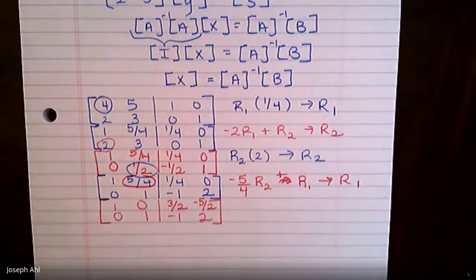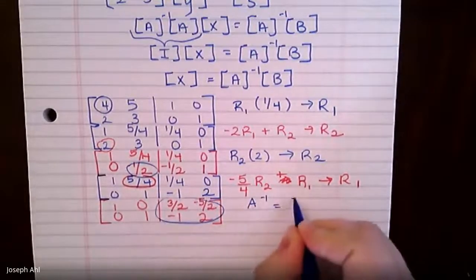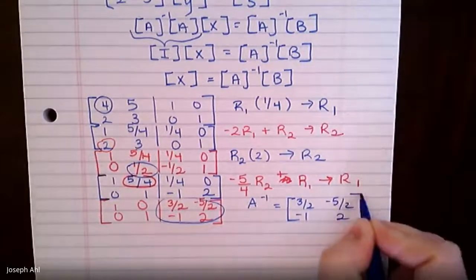So I'm going to check quick, make sure that I didn't make any mistakes here. I didn't see anyone chiming in. Am I doing okay here? Okay, so this matrix right here is the inverse matrix of what I started with. A inverse is the 3 halves, -5 halves, -1, 2.